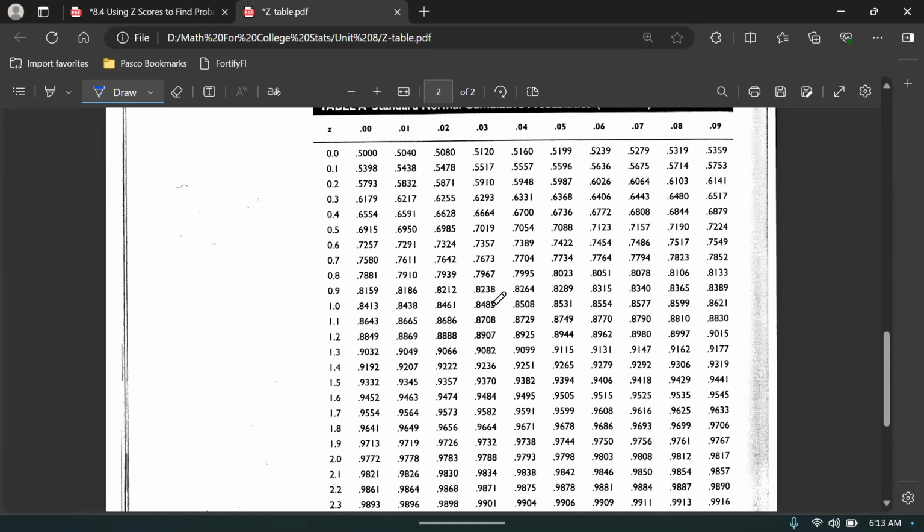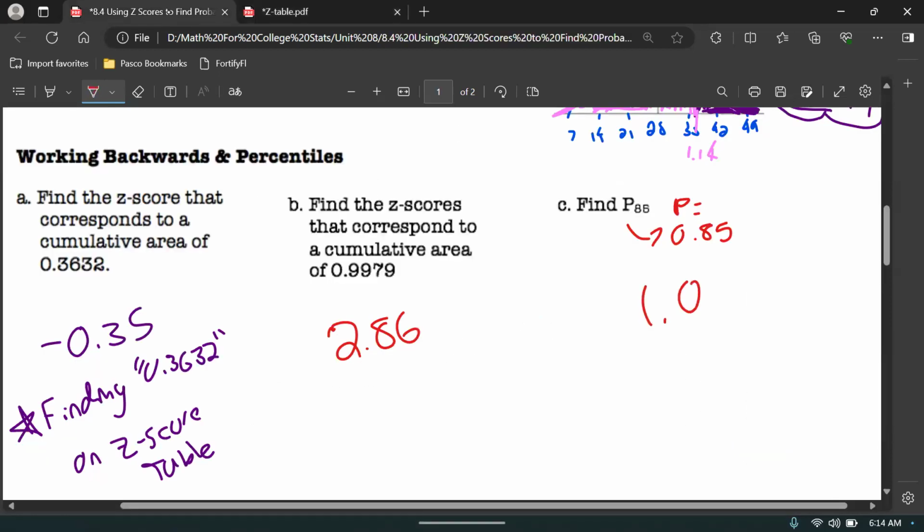So which number is closer to 0.85? Here we are. We have 0.8485 and then we have 0.8508. This number is closer to 0.85, so this is the one we're going to use. And it's 1.0, 0, 1, 2, 3, 4. So 1.04 is our answer on this one. 1.04 z-score.